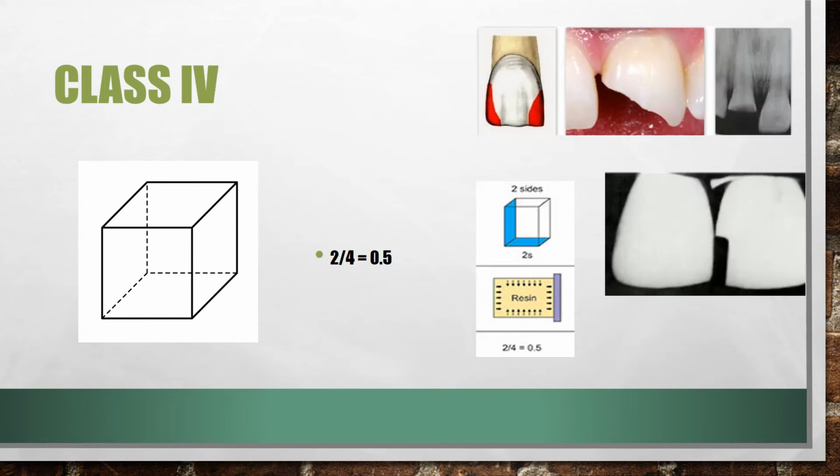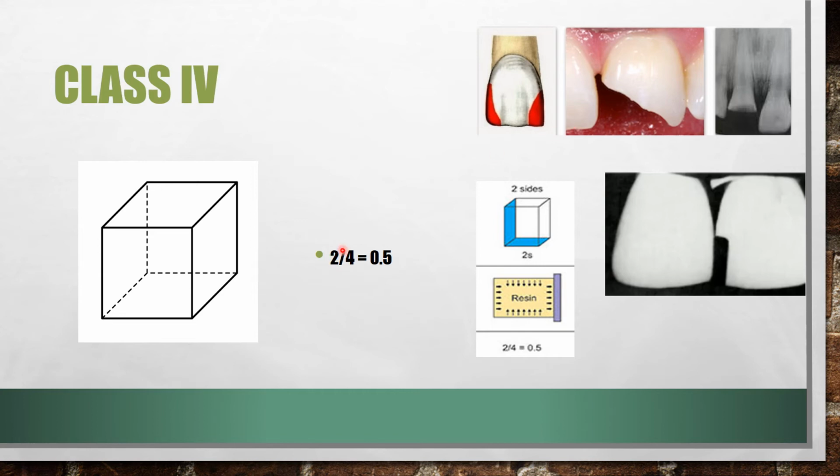The next is the class 4 cavity preparation. Class 4 is the same as your class 3, but in this the incisal edge is also involved. In class 3 your incisal edge was not involved, but in class 4 it is. Now your configuration factor will be 0.5 because only 2 walls are bonded. We have seen the cervical was bonded, and over here also it is bonded, but the difference is that your incisal edge is lost. So that is the wall which is unbonded.